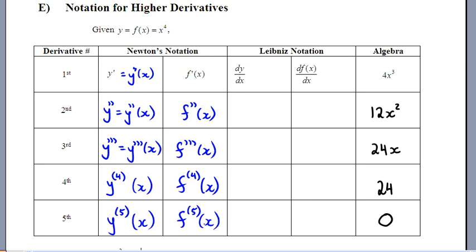Okay, so that's Isaac Newton. He liked the apostrophes. Leibniz liked to actually show what variable he was using for the derivative. That's why he's got the little dx down in the bottom.